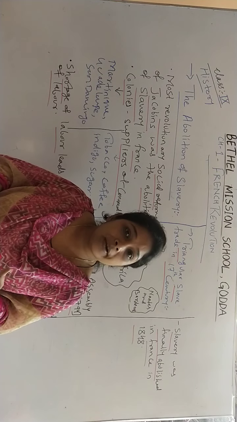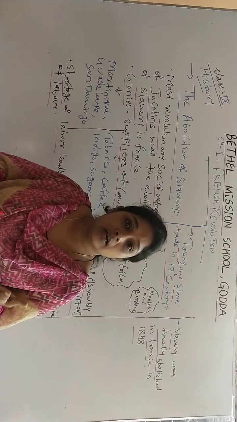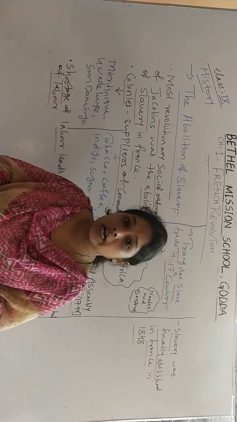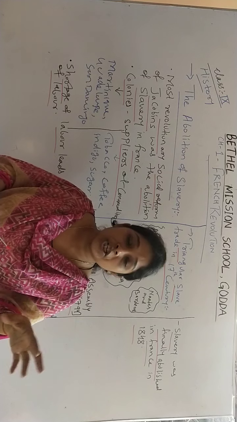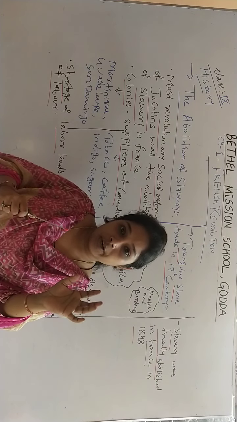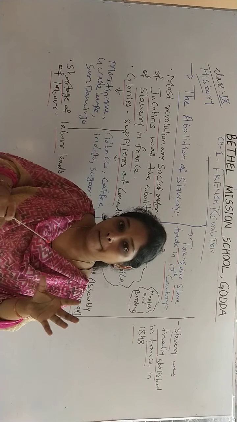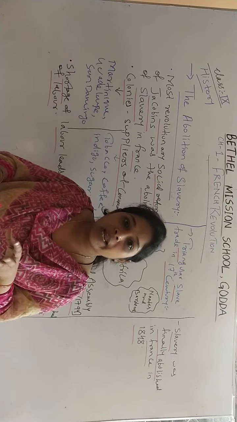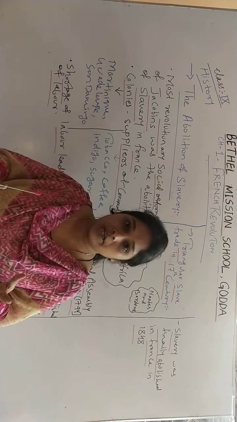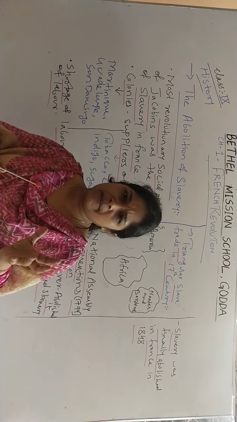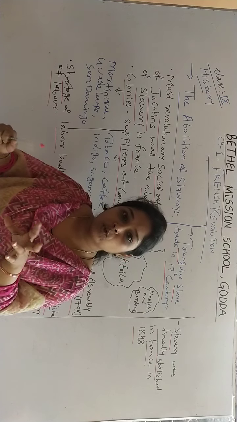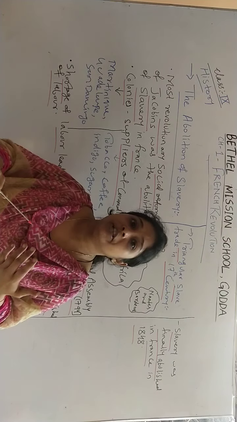So what did European countries do? They started asking for labor from African countries or from Asian countries. Africa is a place where they supplied labor. And when they were supplying labor, what happens in Africa? In Africa, there are many different tribes who live in jungles, and they fight with each other.